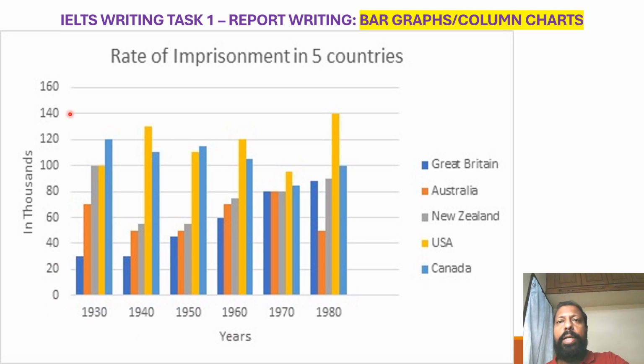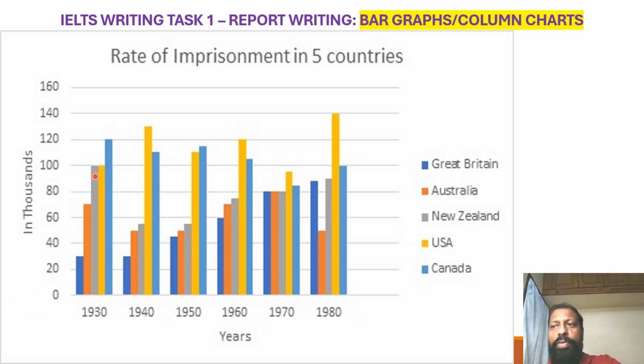So what is there in the vertical axis of this column chart? Here, 0 to 160, the range is given, but the unit is given at the side. It is in thousands. So 0 refers to 0, and 160 refers to 160 thousand. What about the horizontal axis? It refers to 6 different decades wherein this rate of imprisonment has been recorded. So look at the 6 decades, starting with 1930, followed by 1940 through 1980.